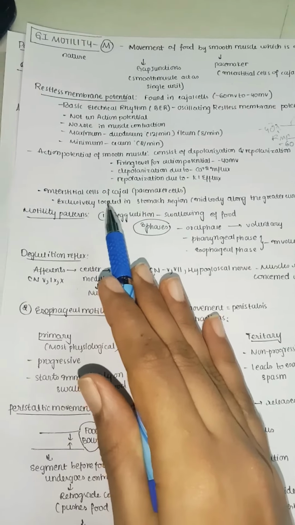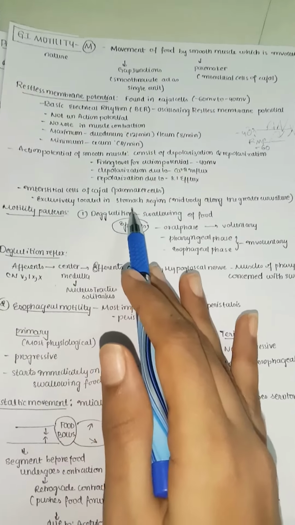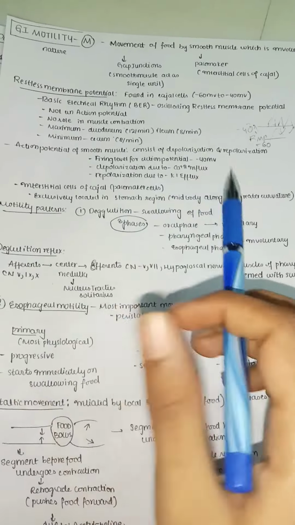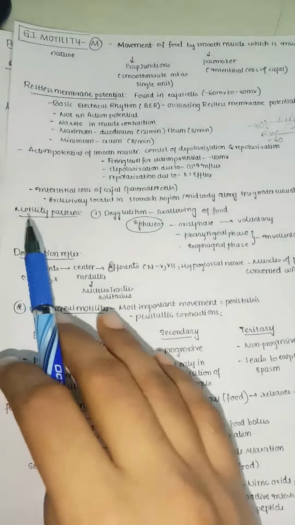So the interstitial cells of Kajal are pacemaker cells and are exclusively located in the stomach region, especially in the mid body along the greater curvature. So in the greater curvature of the stomach, mainly these interstitial cells of Kajal pacemakers are located.